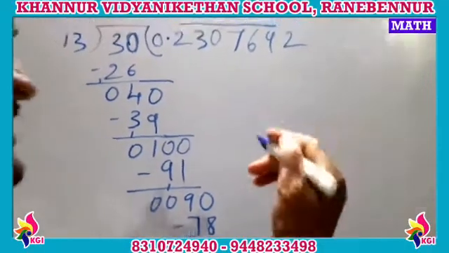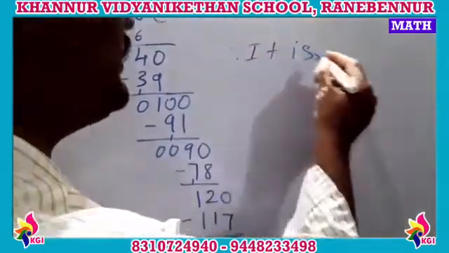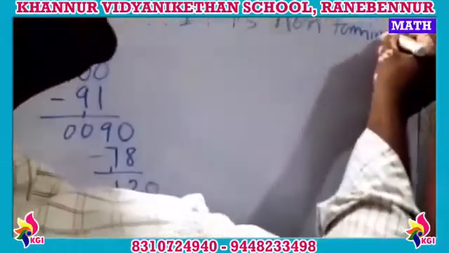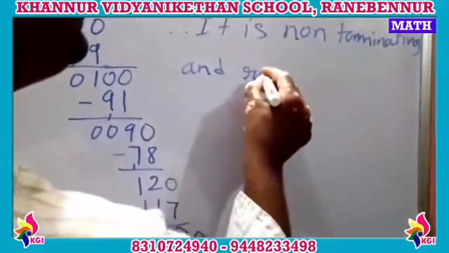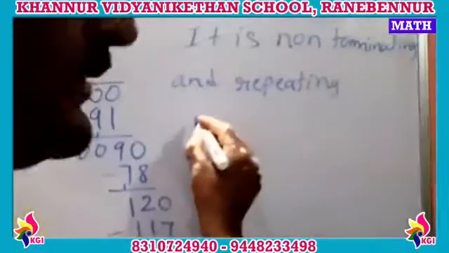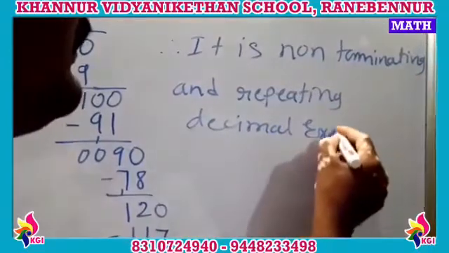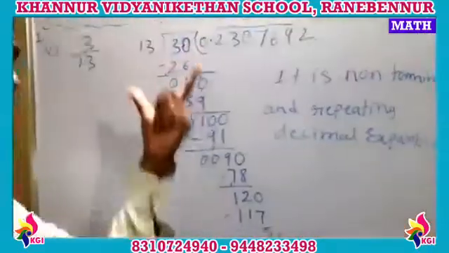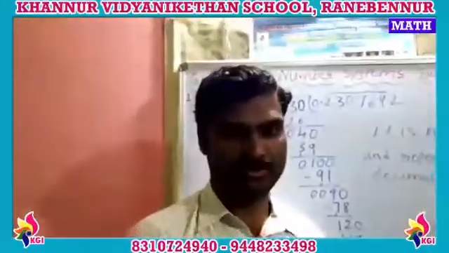So what kind of decimal expansion is it? Therefore it is a non-terminating repeating decimal expansion. Understood, children? So here we have found out which type of decimal expansion it is. It has been written out here.